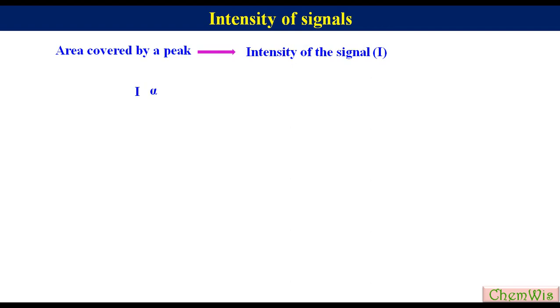Hello friends, today we are going to discuss the intensity of the signals in the proton NMR, which is the fourth point required for the complete interpretation of proton NMR spectrum. In proton NMR, the area covered by a peak is called intensity of the signal. It is represented by I. It is directly proportional to the number of protons giving rise to the signal.